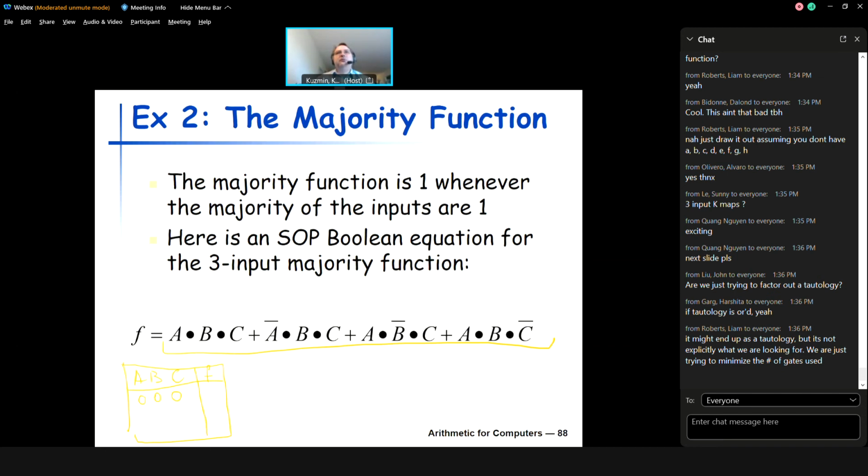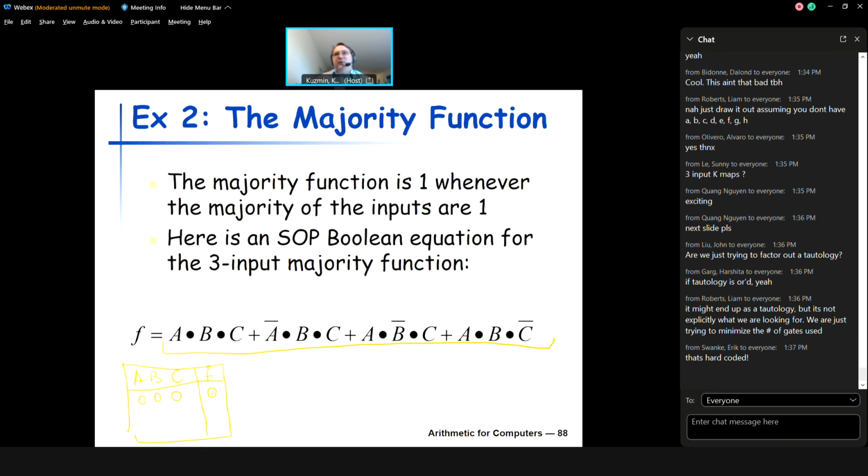So it's 1 whenever the majority of the inputs are 1. Well, clearly false, right? We don't have 2 out of 3, the majority would be 2. So if you have more 1s than zeros, then the function is going to be 1. All right, clearly not true in this case. 0, 0, 1. We have 1 one and 2 zeros, so still not true. What about 0, 1, 0? Still not true, because we have 1 one and 2 zeros.